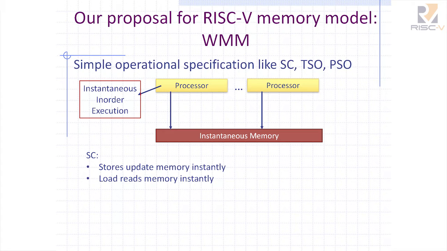Sequential consistency is very straightforward. You execute instructions instantaneously in order, and if it's a load instruction, you read the memory instantly. If it's a store instruction, you update the underlying memory instantly, so that the next operation, whether it's a load or store, can read the updated value.